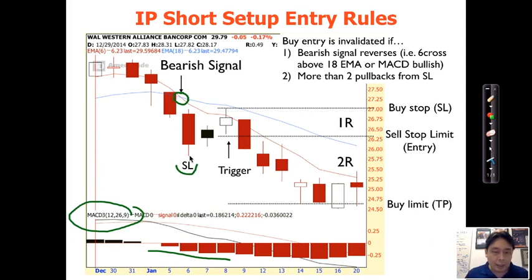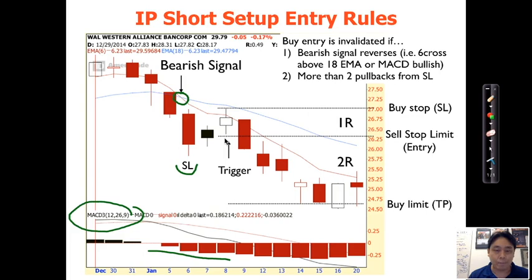So in this case, it makes a higher low, but it does not make a higher high. So it's not a pullback, it's an inside bar, right? So with an inside bar, we can't take the trade yet. We have to wait for a pullback. The next day, we get a pullback. We get a higher high with a higher low. So that's our first pullback.